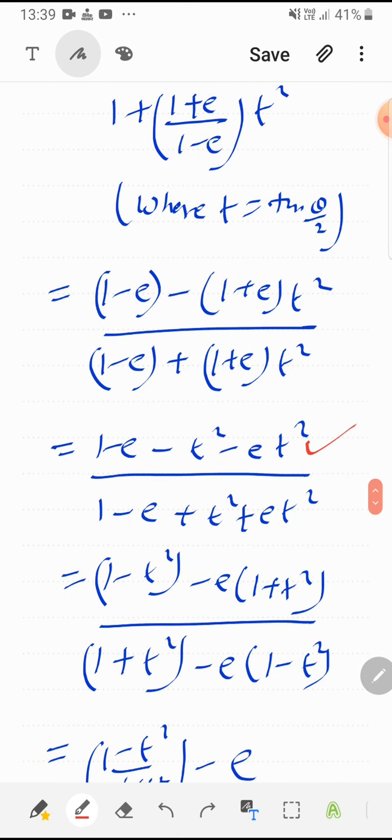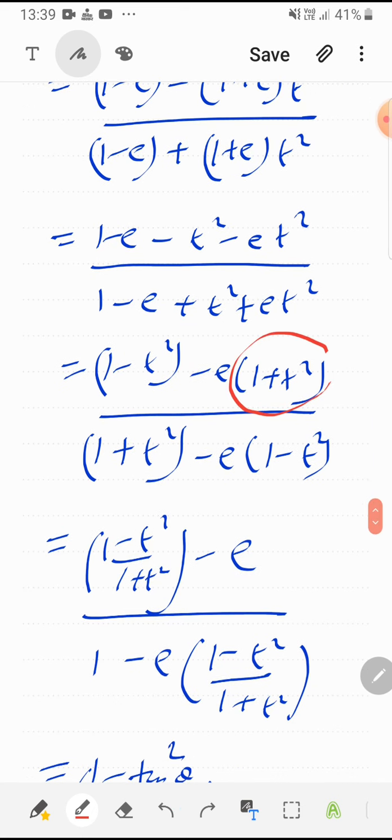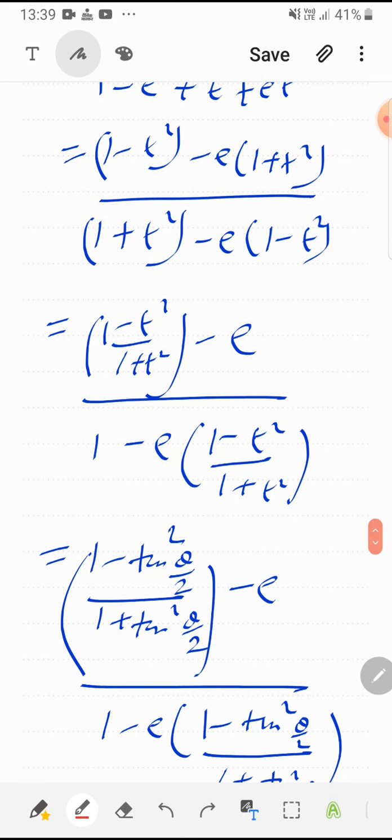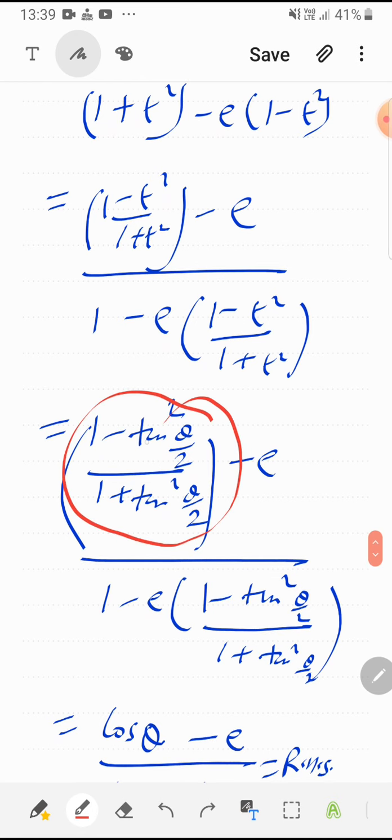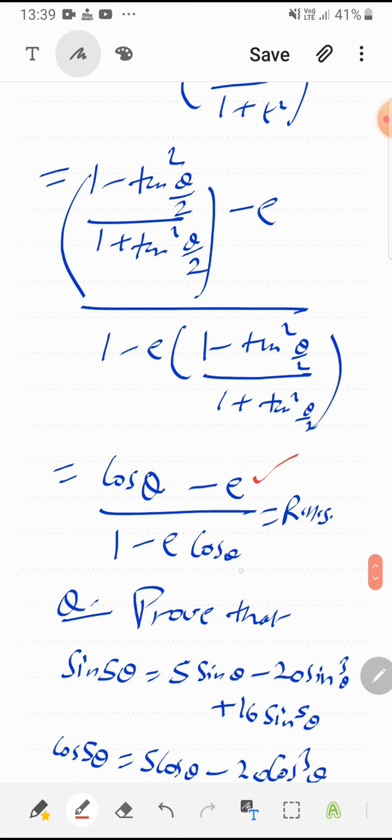So what I am going to do, I am taking E common from these two terms, and of course E common from these two terms. Now next I want to divide the numerator and denominator by 1 plus t square, so that the coefficient of E is 1. Again resubstituting t as tan theta by 2, so this is clearly the formula for cos 2 theta, as theta is theta by 2, so double of that is theta only. So it is (cos theta minus e) upon (1 minus e cos theta). So this is the required right hand side.